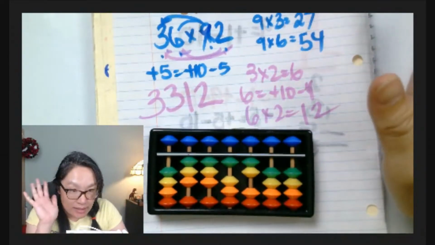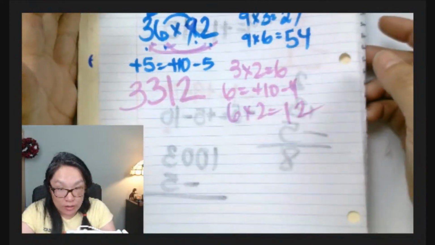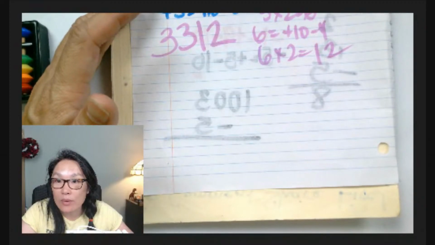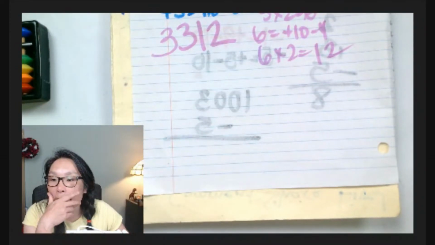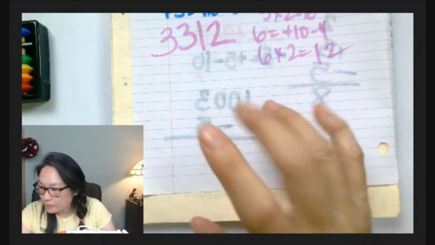All right, so that's multiplication. Okay, we're done with multiplication. Now what we're going to do is we're going to do division. When we do division, let me see. How many ways can we divide? Let's see. Okay, this one's a good one.